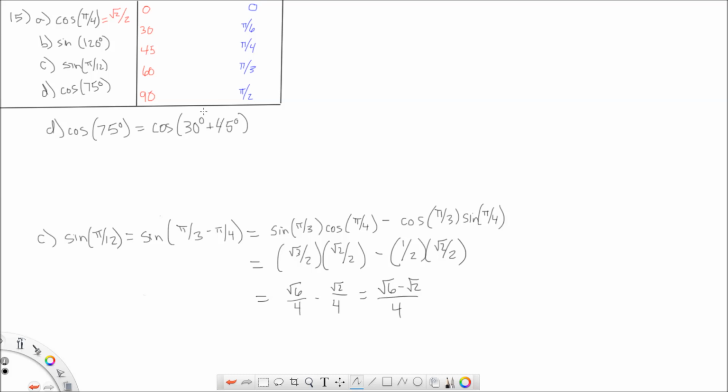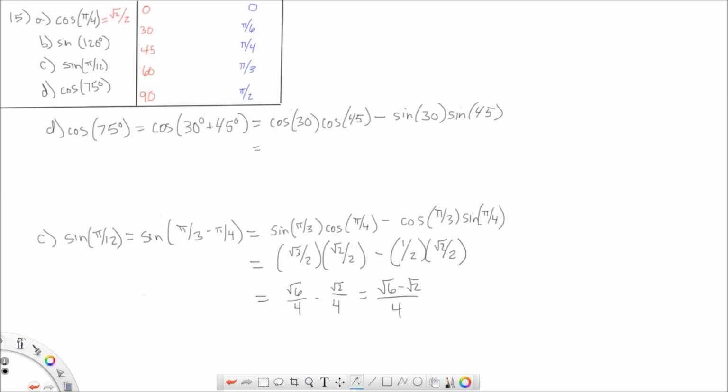Alright, but now we have an identity for the sum of two angles. So we take cosine of the first angle, cosine of the second angle. Alright, and then there's an addition in here, so there's going to be subtraction there. Now we take sine of the first angle, sine of the second angle. Alright, and again, we just have to figure out what each of these values is and combine them to get our answer.